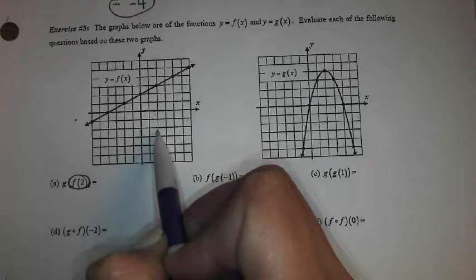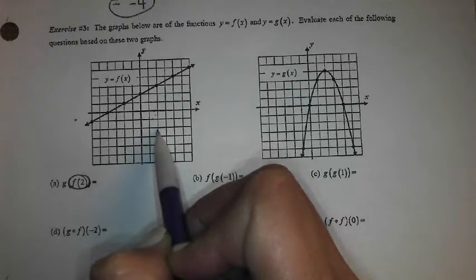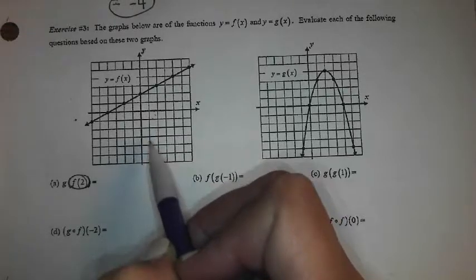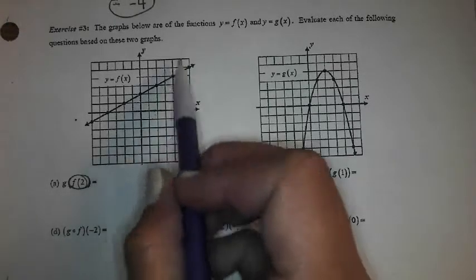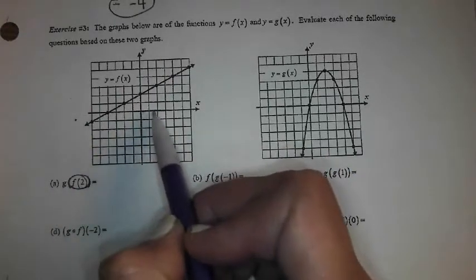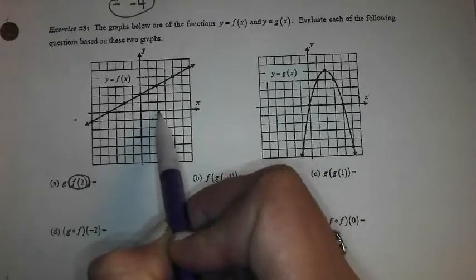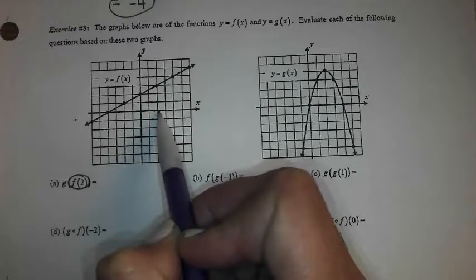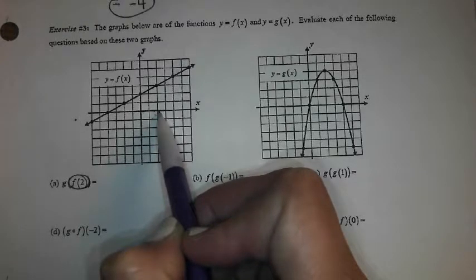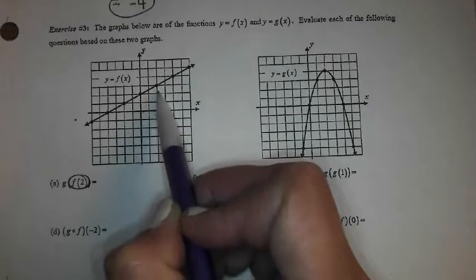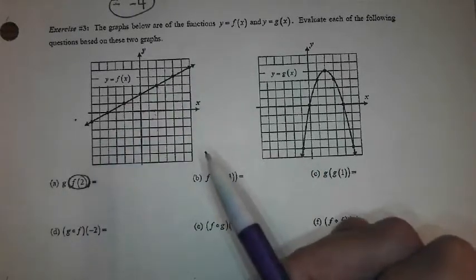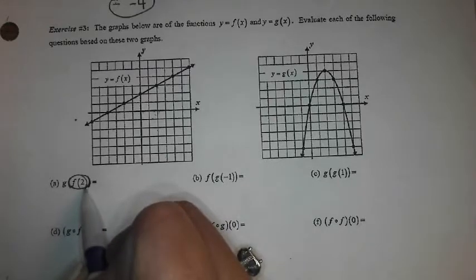Rory, what do you think f of 2 is? When the x coordinate is 2, so we're here on the f of x graph, what's the y coordinate that goes along with that? It's got to be a point on the line. 2, 3. So f of 2 equals 3.